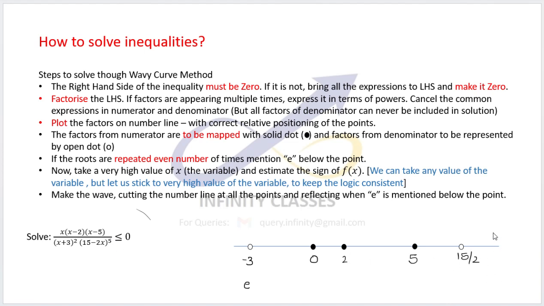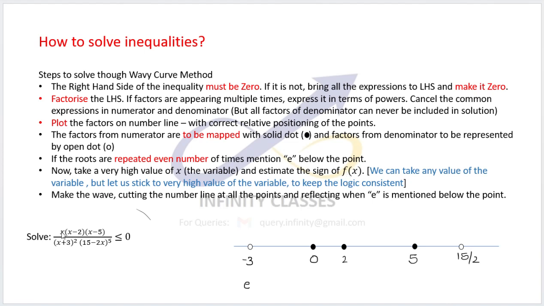So I'm not bothered about other points altogether. Whatever is repeating an odd number of times, it's all okay. Whatever is repeating an even number of times, I'll write E just below it. Now I'll take a very, very high value of x and try to estimate the sign of f(x).